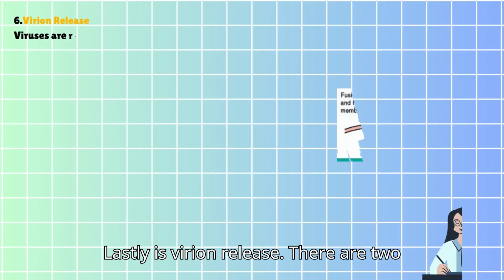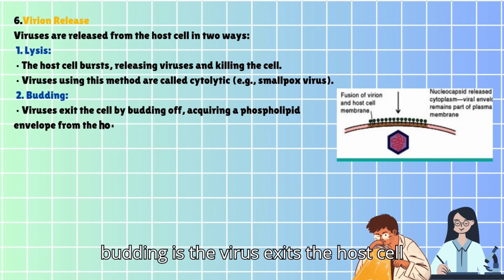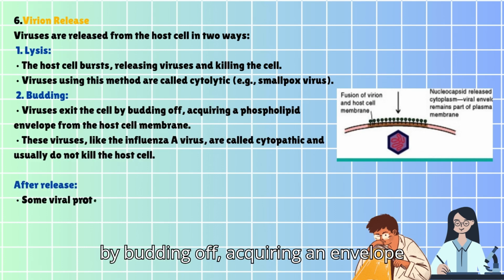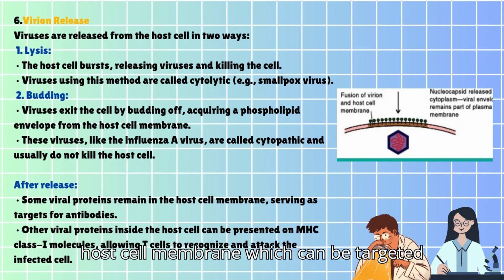Lastly is virion release. There are two methods of viral release. Lysis is where the host cell bursts, releasing the viruses and killing the cell. Second, budding is where the virus exits the host cell by budding off, acquiring an envelope without killing the host cell. After release, some viral proteins stay in the host cell membrane, which can be targeted by antibodies.